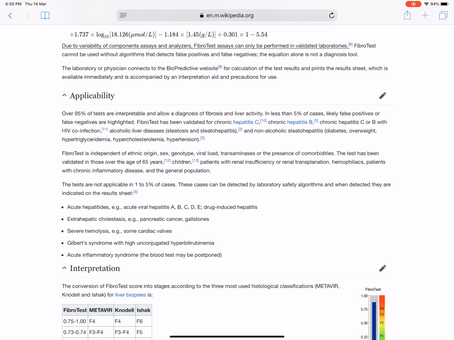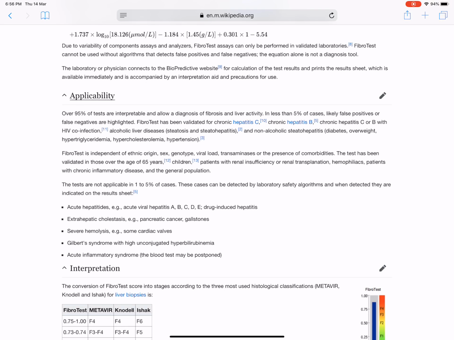Due to variability of components, assays and analyzers, FibroTest assays can only be performed in validated laboratories. FibroTest cannot be used without algorithms that detect false positives and false negatives. The equation alone is not a diagnosis tool. The laboratory or physician connects to the biopredictive website for calculation of the test results and prints a results sheet, which is available immediately and is accompanied by an interpretation aid and precautions for use.